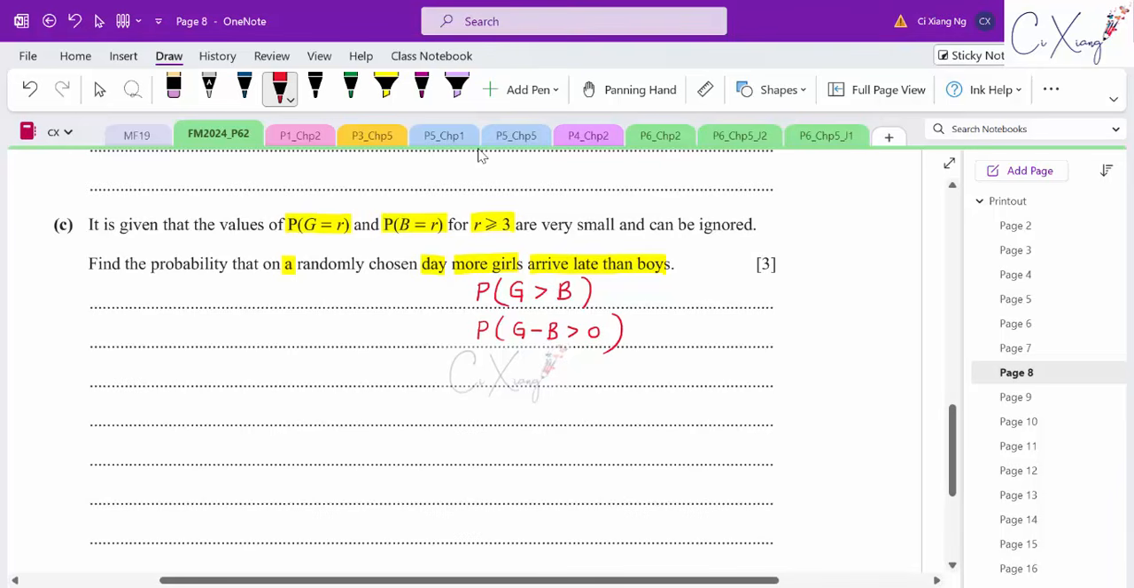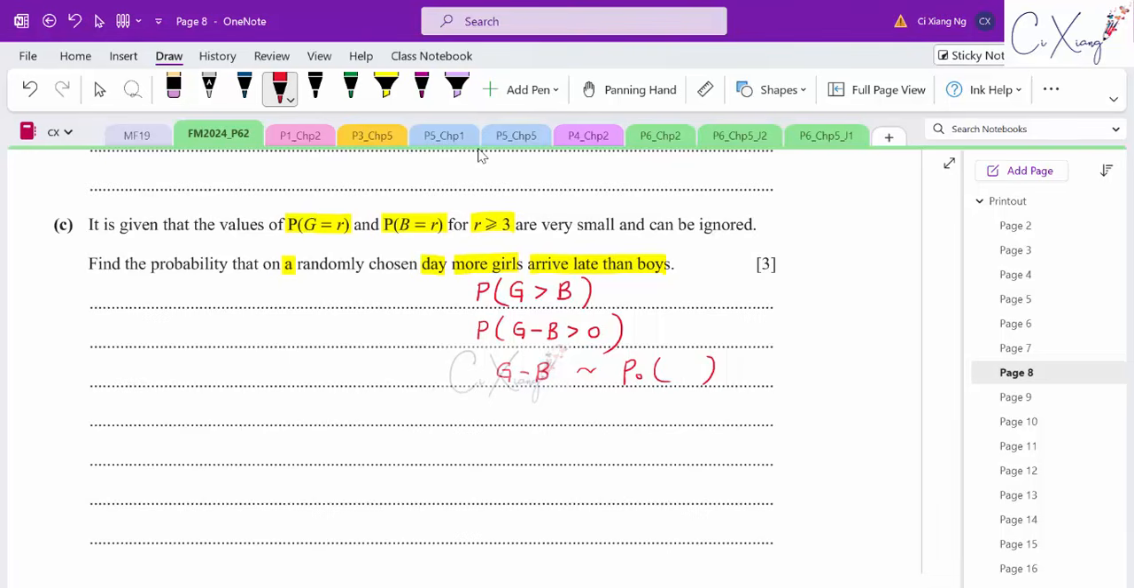Okay, but some students will think, how can I find out the lambda for G minus B? So they will assume that it is Poisson distributed. But if you use this technique, where you assume that G minus B is Poisson distributed and you calculate the probability in Poisson, basically it is wrong. This is not the correct method. Although it looks logical and quite true, when you look at the steps it is quite natural, but basically this is a wrong technique and wrong method.